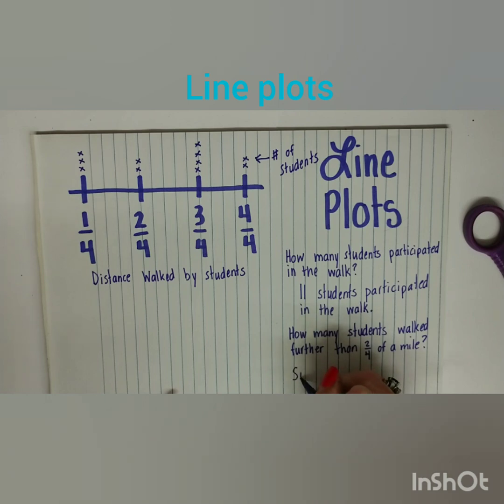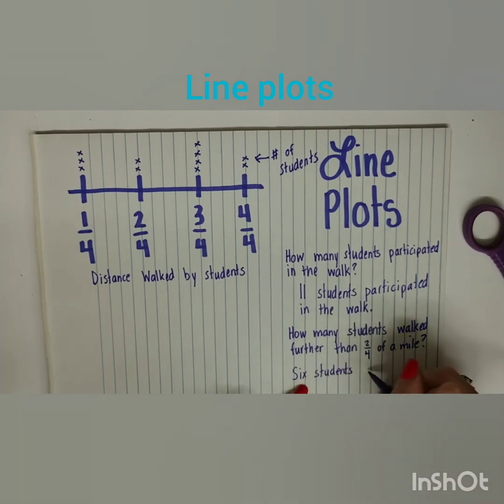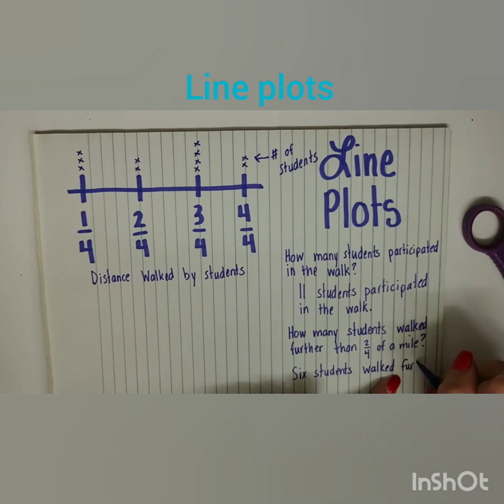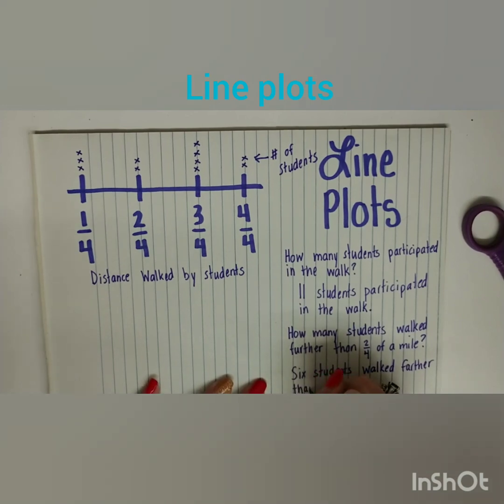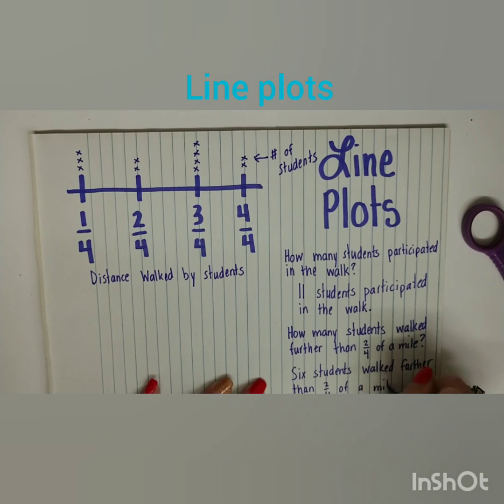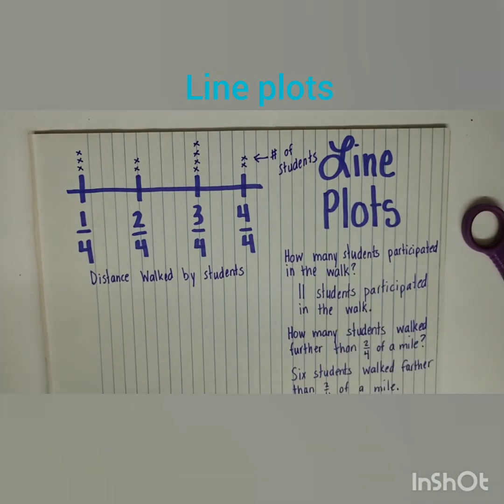So 6, and the number's less than 10, so you have to write it out. 6 students walked further or farther than 2/4 of a mile. Period. So that's how I'd answer that question.